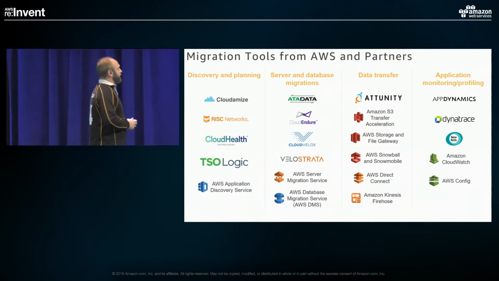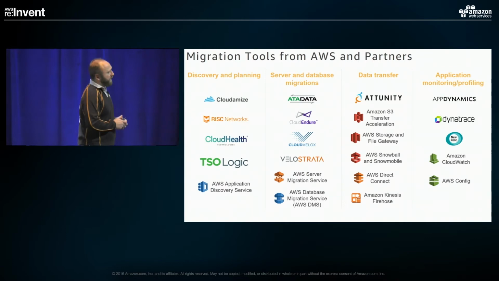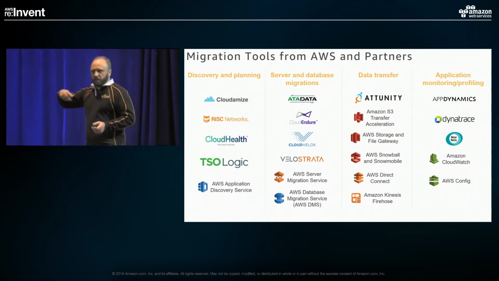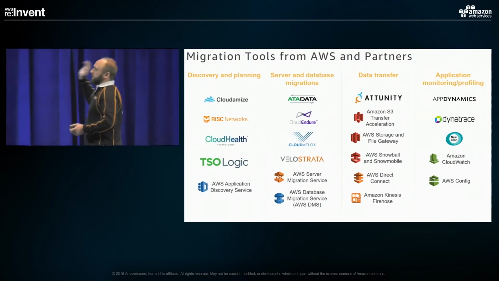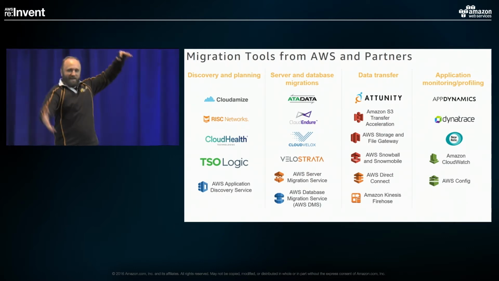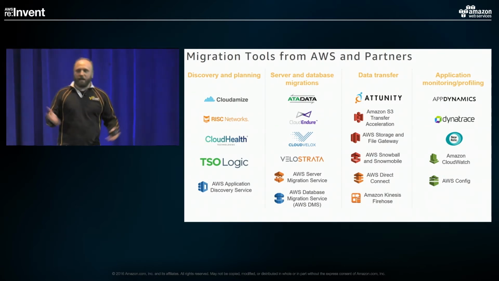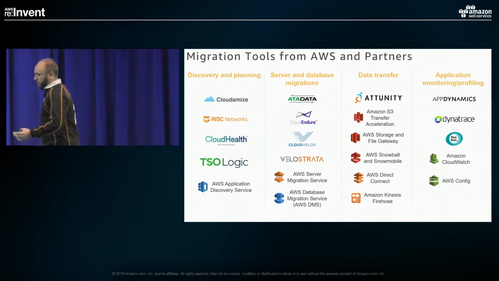Data transfer. We have S3 transfer acceleration. We also have our appliance, which is AWS Storage and File Gateway, which you basically can just plug in with your SAN, and it can just go ahead and take whatever you're storing and replicate it over to AWS continuously. You can use Snowball. Snowball, have you guys seen it? It's a device like this. You plug it in, and it's really more for petabytes of data that you transfer over quickly from a data center over to AWS.